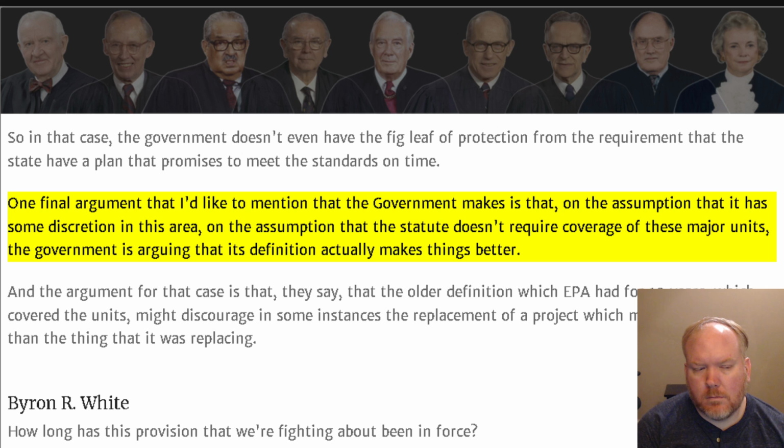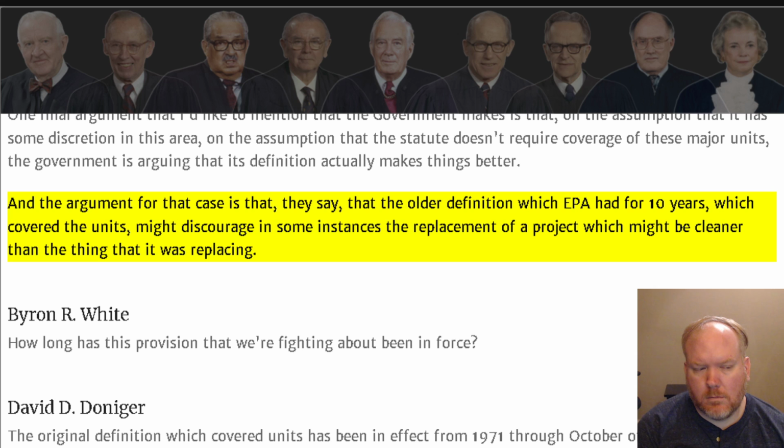One final argument that I'd like to mention that the government makes is that on the assumption that it has some discretion in this area, on the assumption that the statute doesn't require coverage of these major units, the government is arguing that its definition actually makes things better. And the argument for that case is that they say that the older definition, which EPA had for 10 years, which covered the units, might discourage, in some instances, the replacement of a project which might be cleaner than the thing that it was replacing.